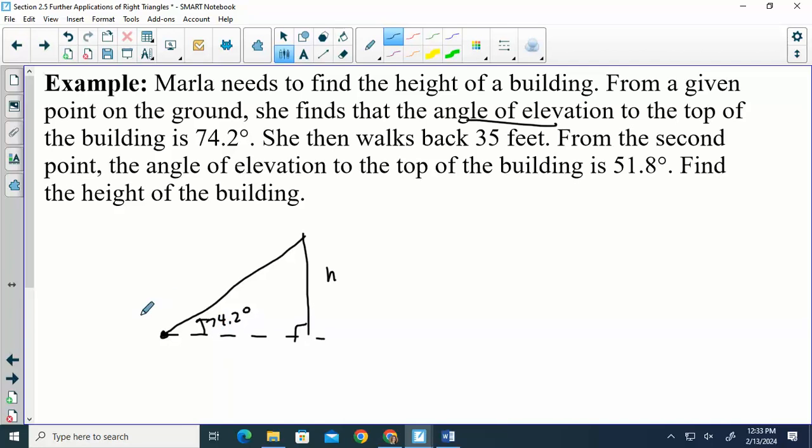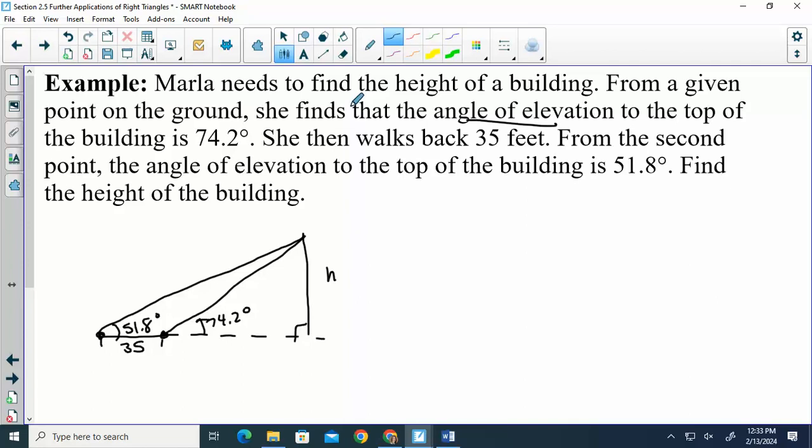Okay. Then she backs up 35 feet. So this is 35 from here to here. From the second point, the angle of elevation to the top of the building is 51.8 degrees. So now this angle is 51.8 degrees. Find the height of the building. So I'm looking for my H here.